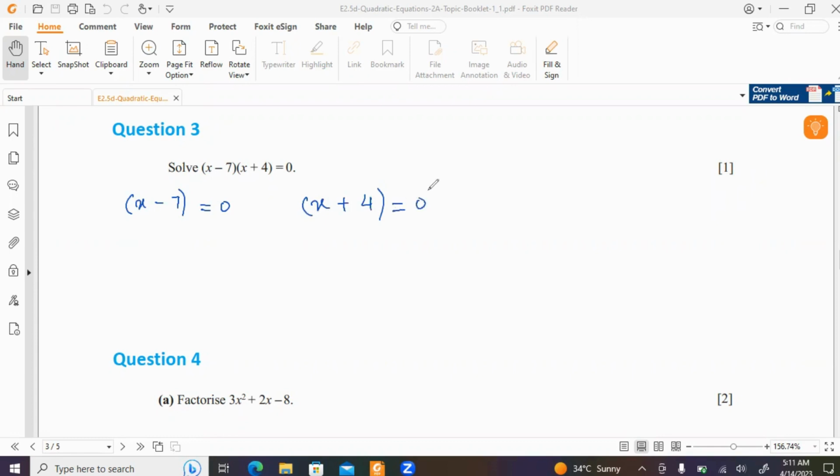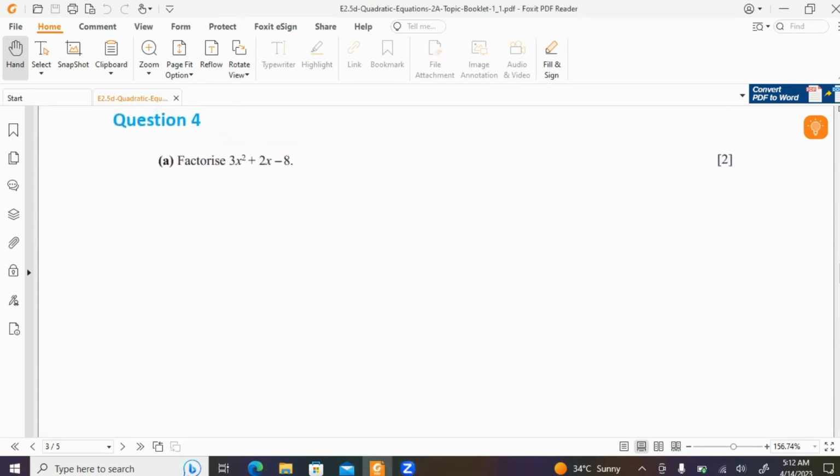So you can split the brackets and we can make both the brackets equal to 0. And if you make x the subject in both cases, in the first case, x equals to 7, and in the second case, x equals to negative 4. And that is your answer. Simple as that.